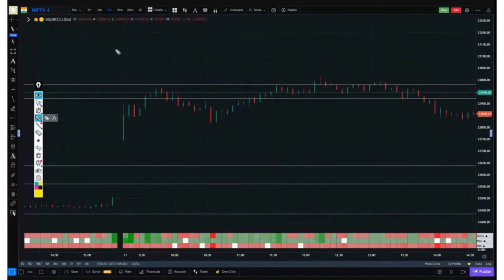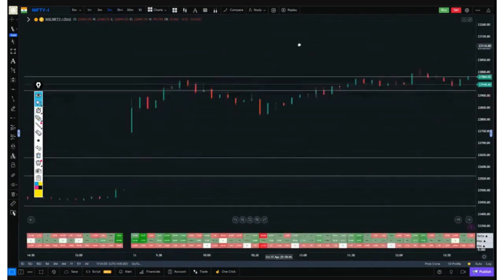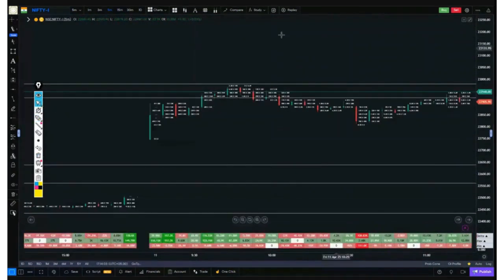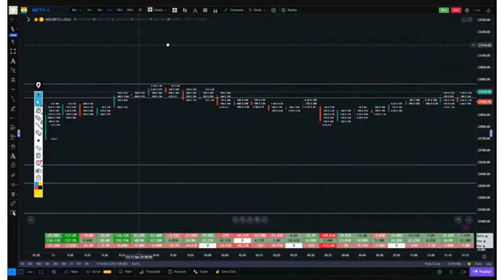To read the footprint properly, we need to know what delta is. Now, what is delta? It is the difference between buyers and sellers. The difference between buyers and sellers is what we call delta. All right, let's take a closer look at what delta is, because with the help of delta, we are going to read the footprint here.